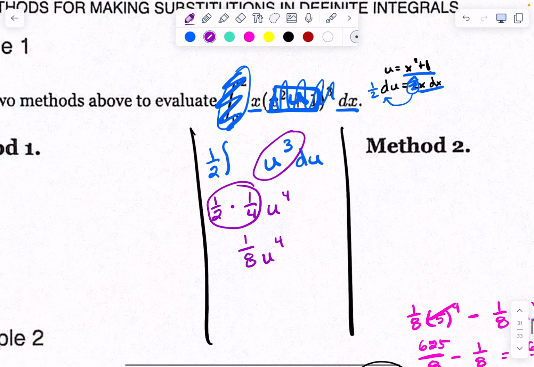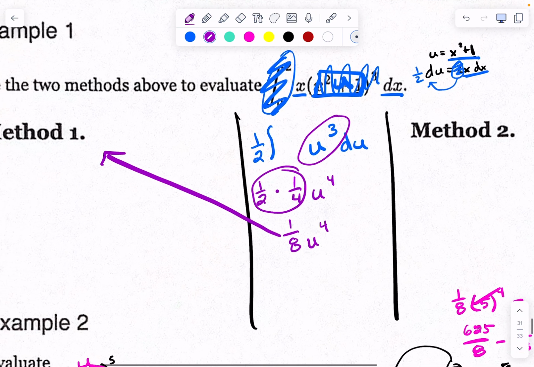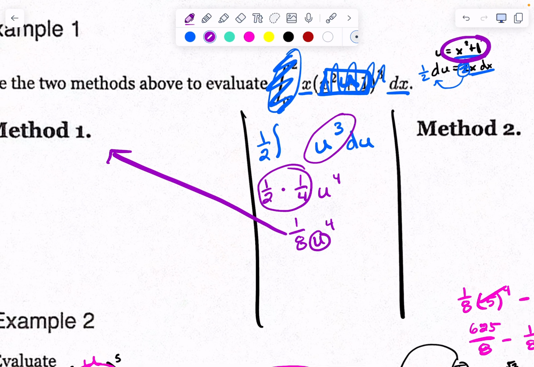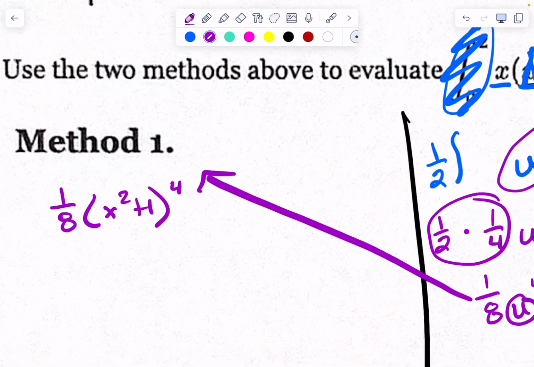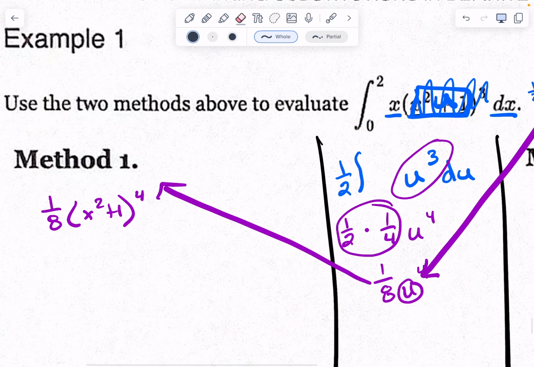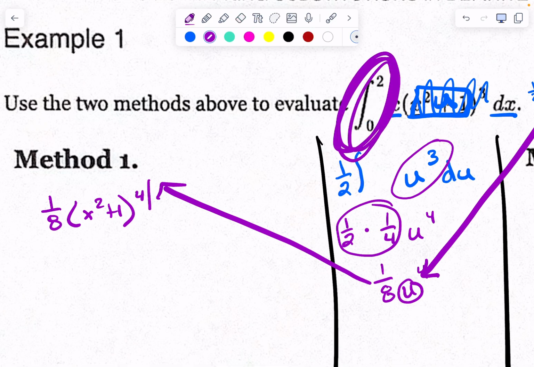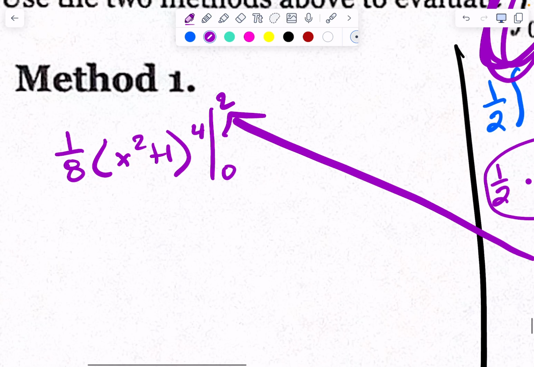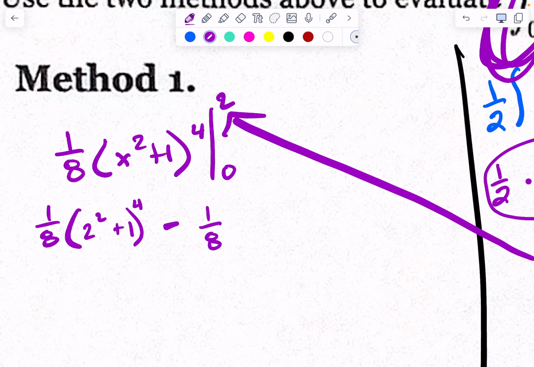Method 1: we replace this u and plug x squared plus 1 back in for u. So this would be 1/8 times x squared plus 1 to the fourth power. Now I plug in my numbers, which are 0 and 2. So I've got 1/8 times 2 squared plus 1 to the fourth power, minus what I get when I do 1/8 times 0 squared plus 1 to the fourth power.